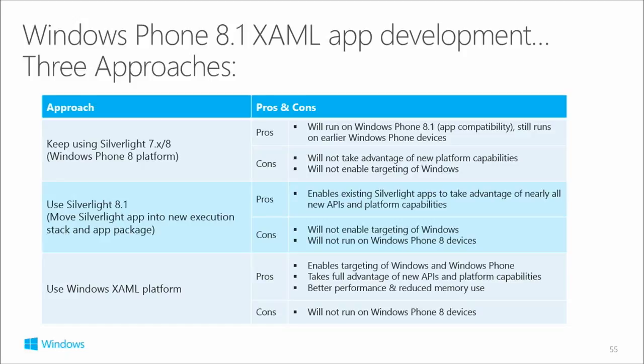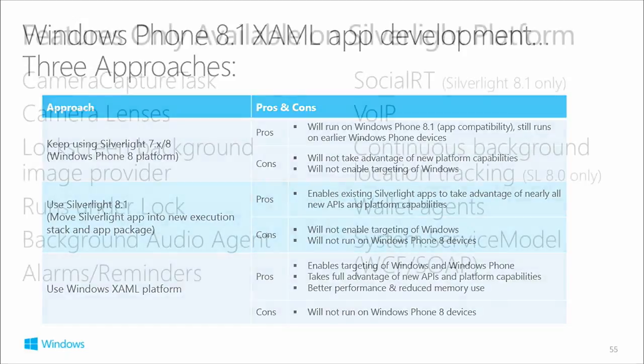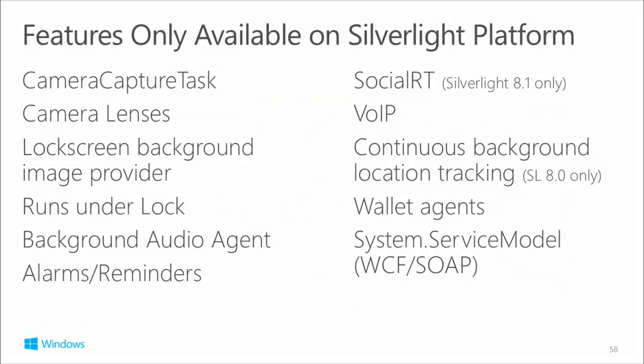And those apps, if you're building Silverlight 8.1, will only run on 8.1 phones. Or you can move over to the Windows XAML platform, where you get all the advantages of the full convergence: same XAML, same framework around the XAML that runs on both. There are a few features that you can only do on Silverlight. There's a few listed there. I'll just leave you to read those.